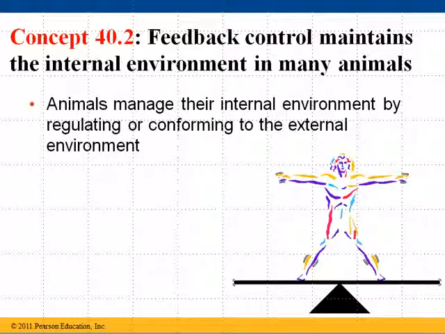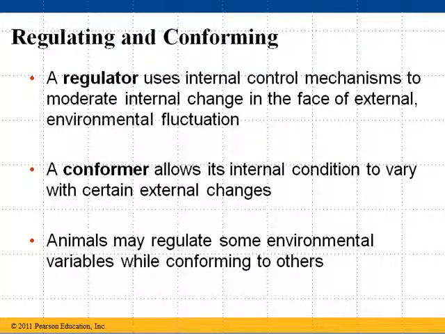Animals manage their internal environment by regulating or conforming to the external environment. Sometimes they will match the outer environment, sometimes their body will work against the outer environment, whatever it takes to maintain stability on the internal side of the equation. So we're going to talk about either a regulator or a conformer. A regulator uses internal control mechanisms to moderate internal change in the face of external conditions. So a regulator is going to look at the fluctuations in the outside world and say, no, we're not going to go with that. We're going to try to keep things steady on the inside through a variety of mechanisms.